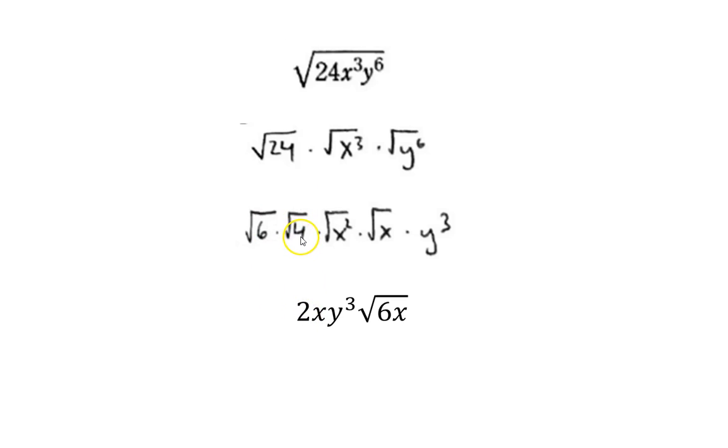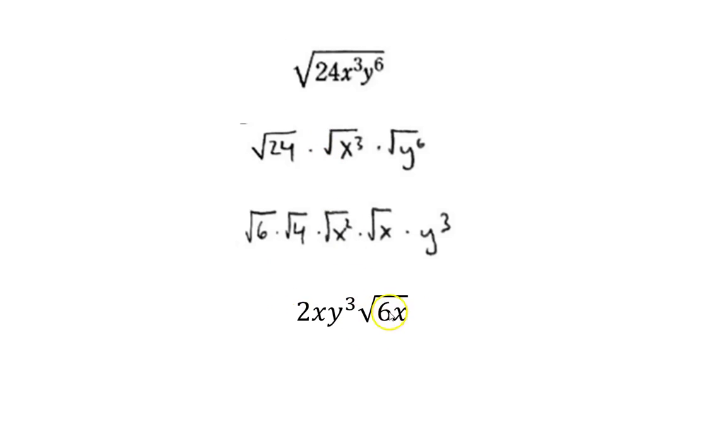That comes from the square root of 4. This x comes from the square root of x squared. The y to the third is from right here when I evaluated the square root of y to the sixth. And then the square root of 6x comes from just taking these two square roots and putting them under one radical, doing the opposite of what I did from the top line to the second line.